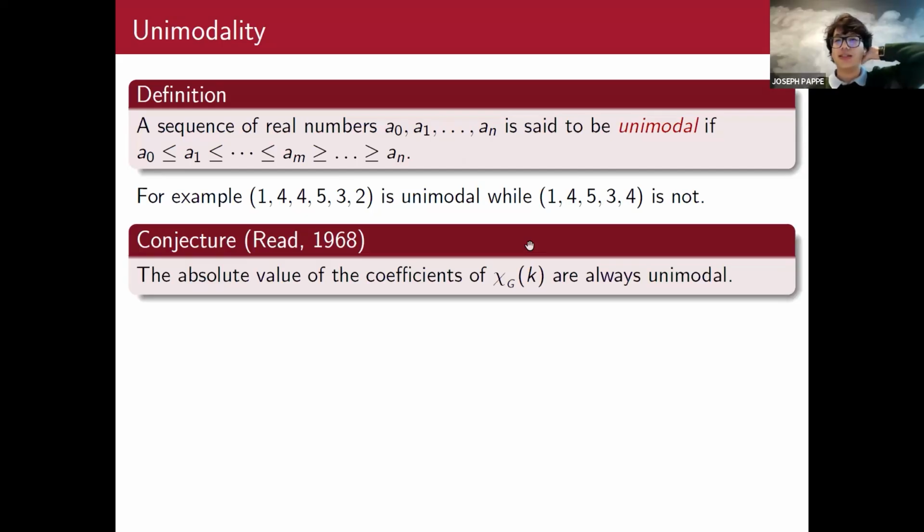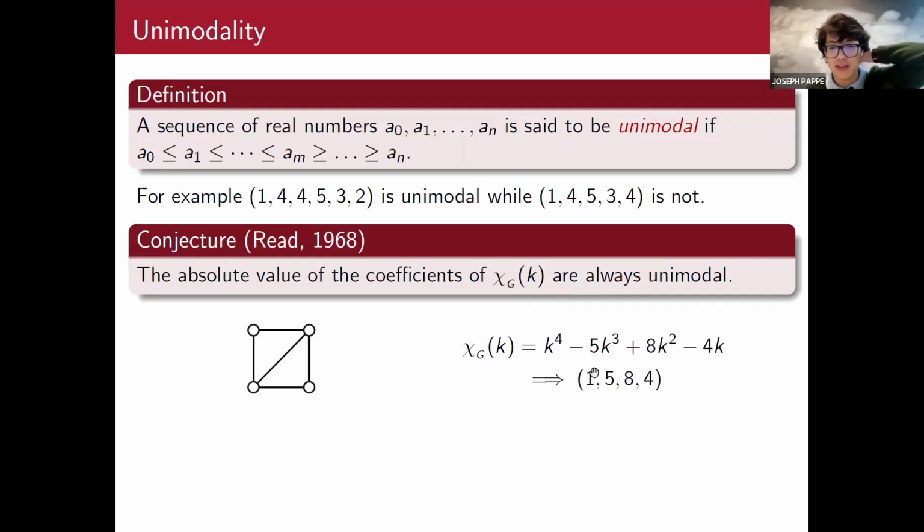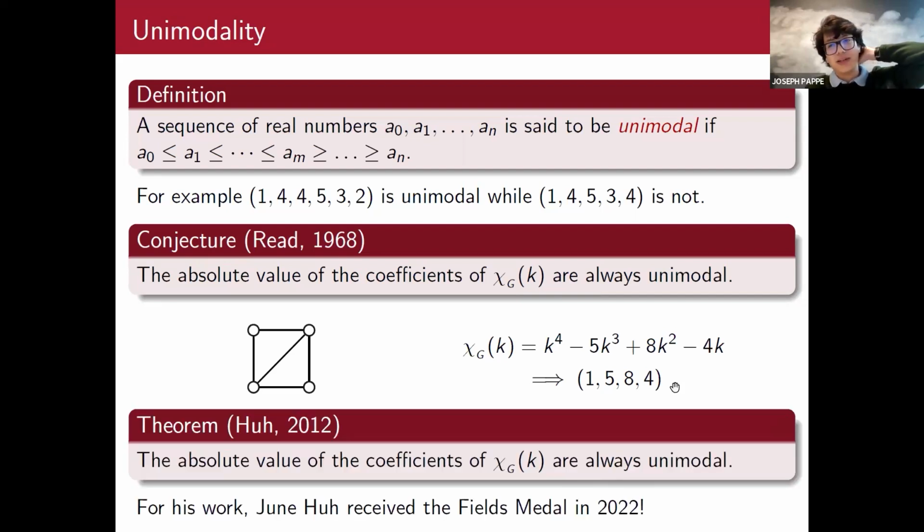It was a conjecture for a long time that the absolute values of the coefficients of the chromatic polynomial are always unimodal. So for instance, we had 1, 5, 8, 4. Recently, this was settled by June Huh in 2012, which proves Read's conjecture.